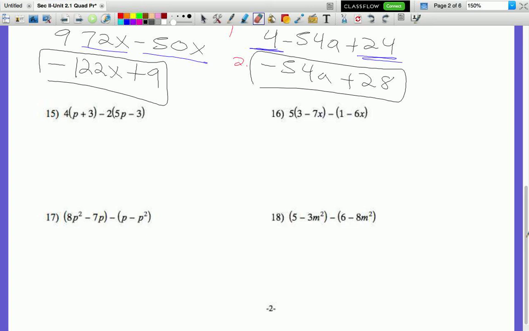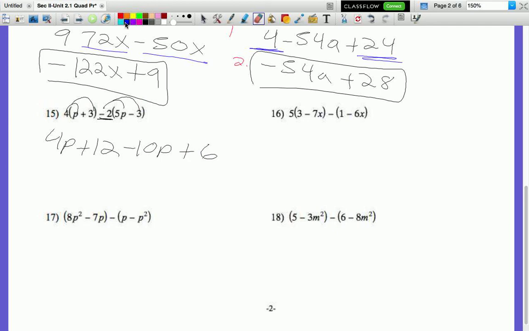Let's continue with 15. 15, first step. Multiply the 4 in. I get 4p. And multiply the 4 into the 3. I get 12. Now I'm going to take this negative 2 that's in between and multiply that in with its negative. So I'm going to take this whole thing right here. I'm going to multiply it in. I get negative 10p. Negative 2 times 5 is negative 10. And the p just comes with it. Negative 2 times negative 3 is a positive 6.